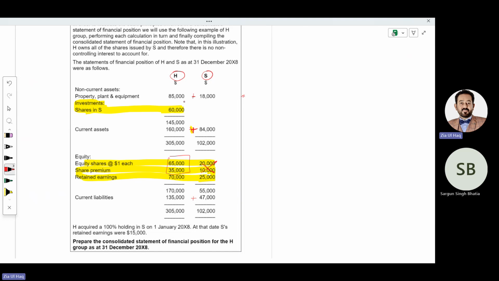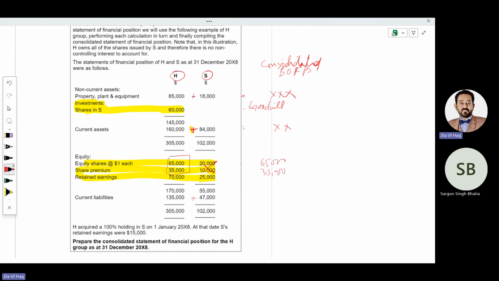For property, plant and equipment, suppose this has been added to this amount, we will calculate it in the consolidated statement of financial position. Regarding this investment, we will write another account balance called goodwill. How to calculate that goodwill, we will discuss later on. Current assets, we will add and record the figure. For equity share, we will record only the parent company's, like 65,000. For share premium, we will record only the parent company's, like 35,000.